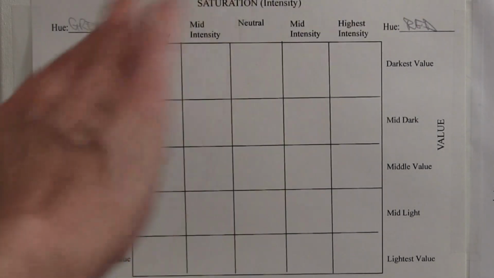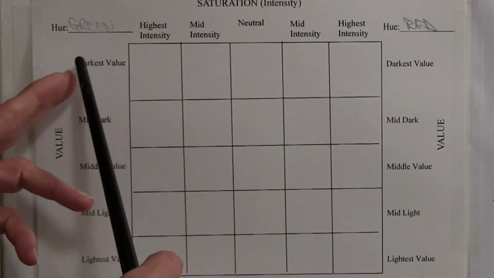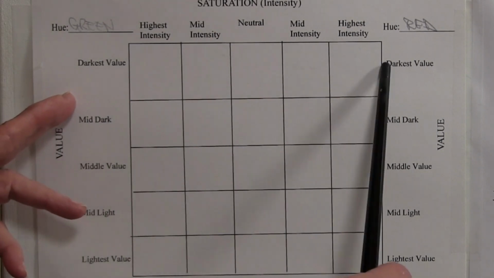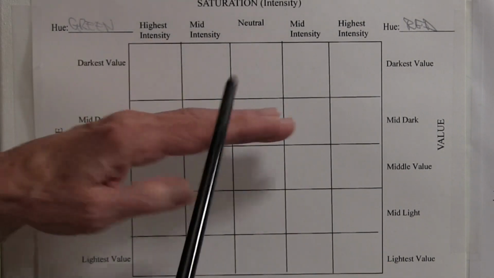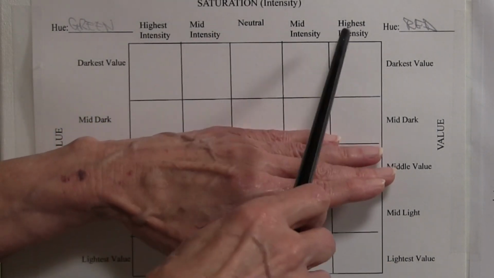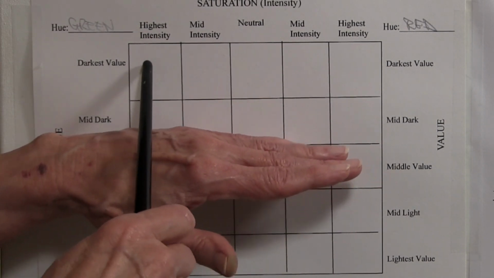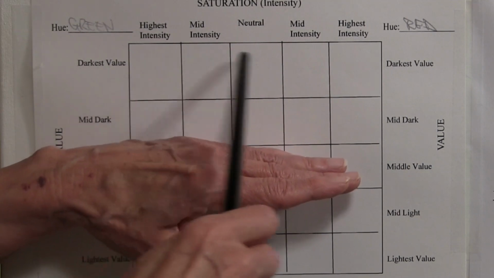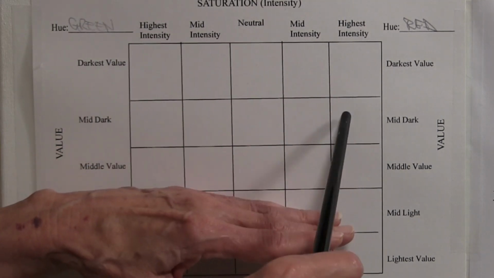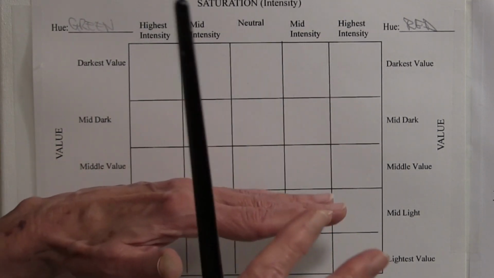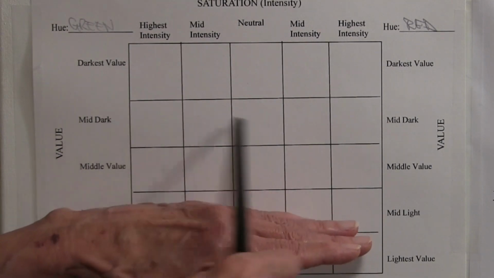In the rows, something different happens. In the rows, we're dealing across the top here with the darkest value. Now, even though this says high intensity, that means that this is the highest intensity we're going to see in that darkest value. And then as we go into mid-dark, still, it will be the highest intensity that we can see in that mid-dark value.